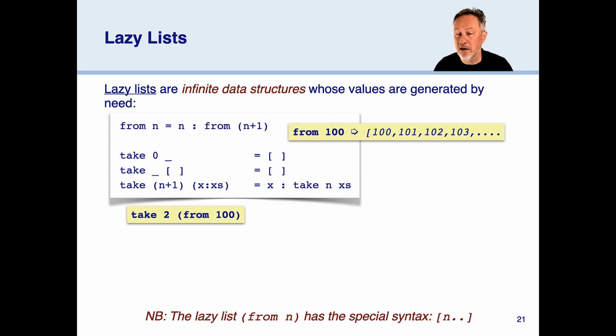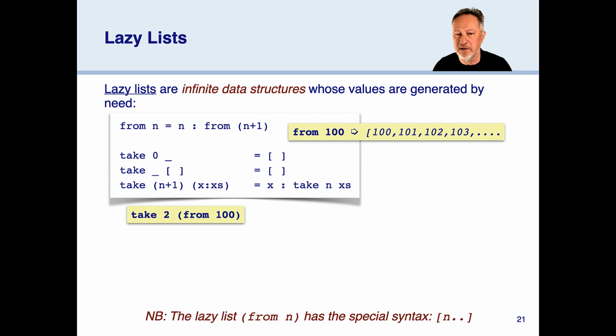So taking 10 elements from a list that only has 5 elements will just return those 5 elements. It won't be considered an error. Now the final case, take n plus 1 from a list with x at the head, will produce the list x followed by the n elements from the tail.